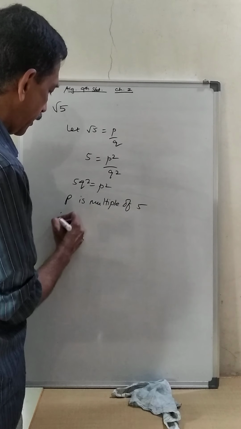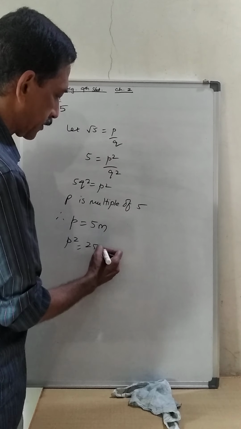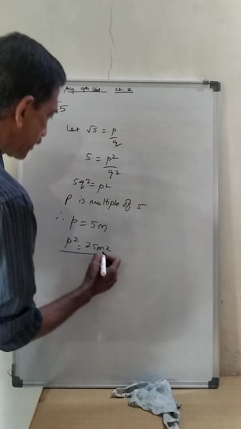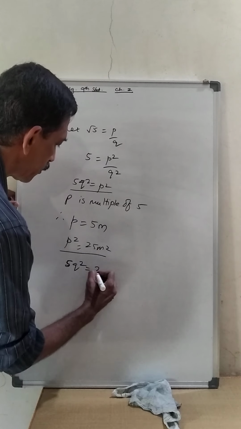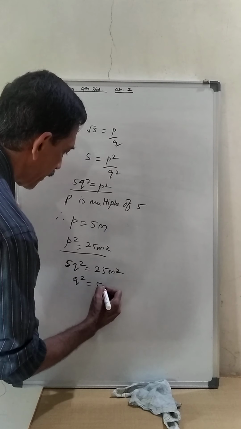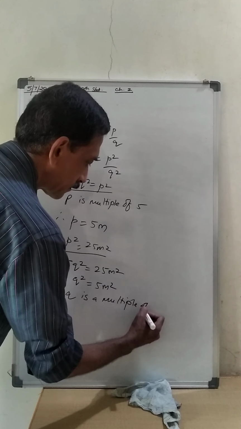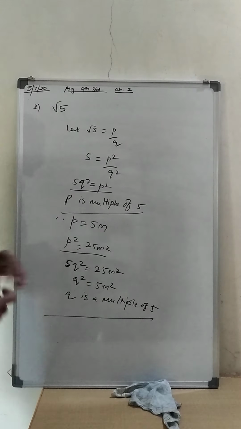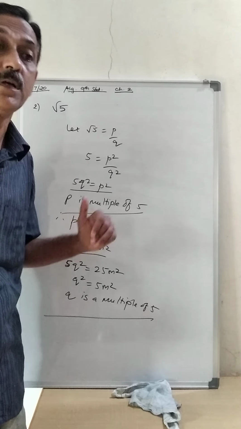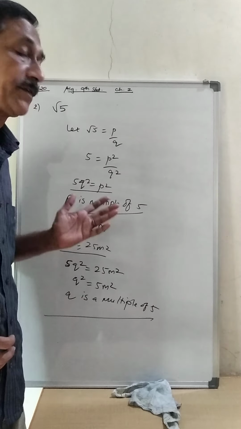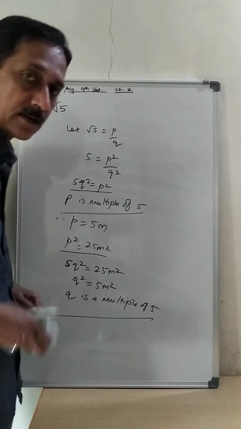Okay. So therefore we can write P is equal to 5m. So squaring both sides, P square is equal to 25m square. Same steps. So from these two we get 5Q square is equal to 25m square. So Q square is equal to 5m square. So again Q is a multiple of 5. So from this and this we can say that 5 is a common multiple of P and Q, which contradicts our assumption that P upon Q is a rational number where P and Q have no common factor except 1. So our assumption is wrong. Correct? So this is how you can prove that root 5 is an irrational number.